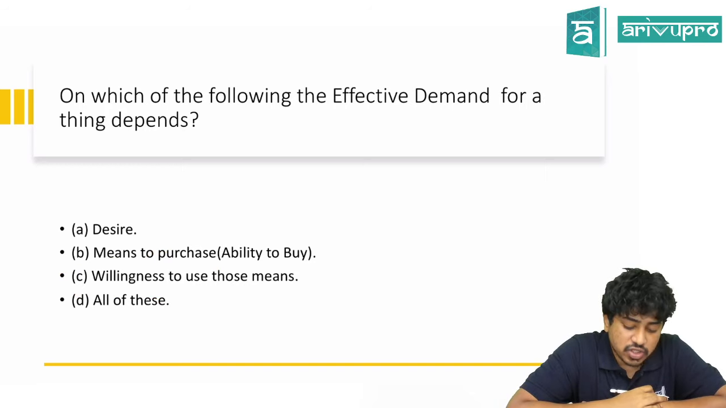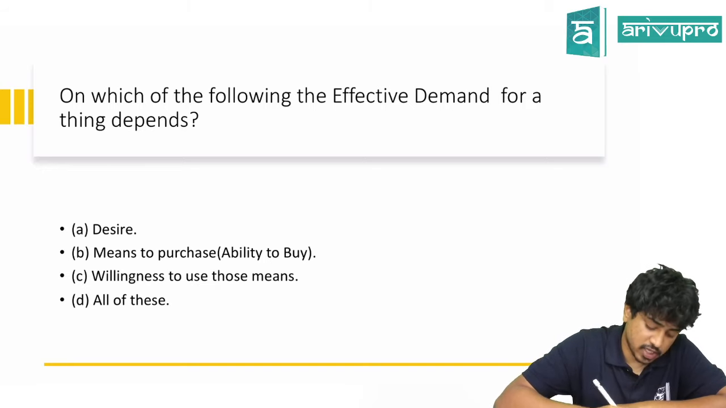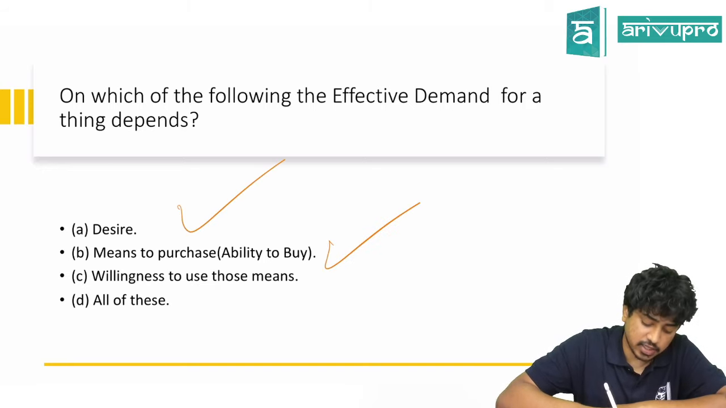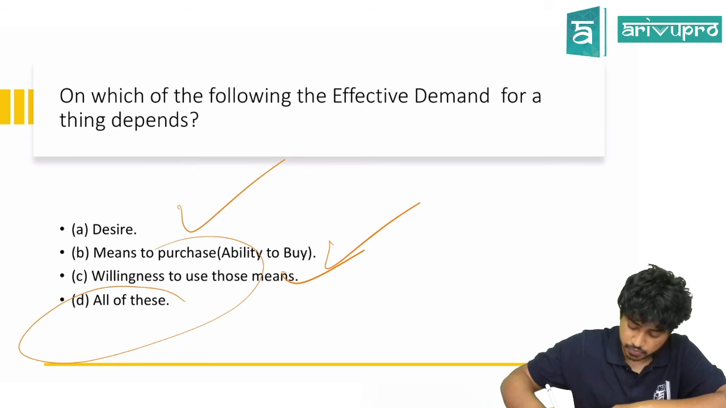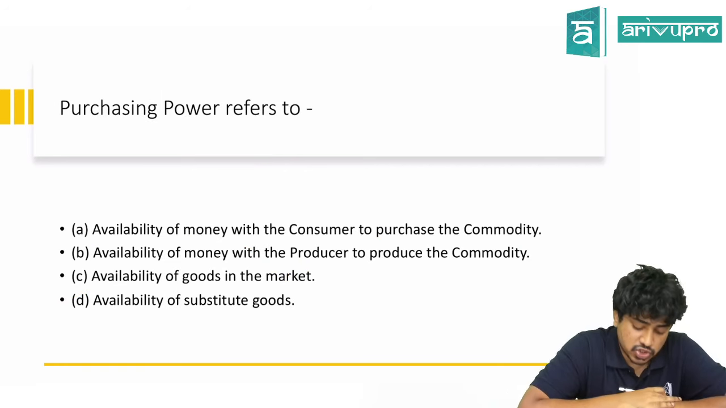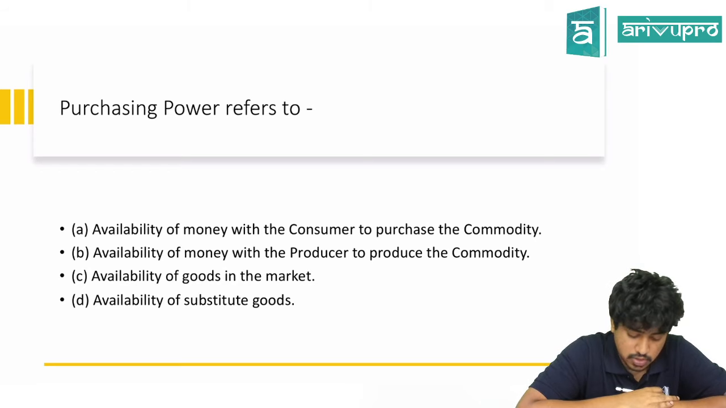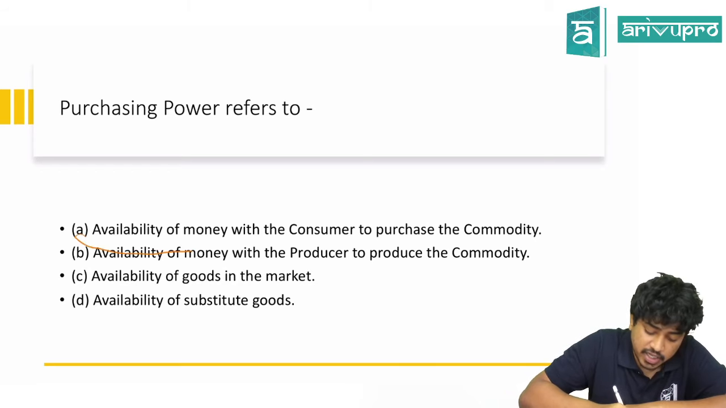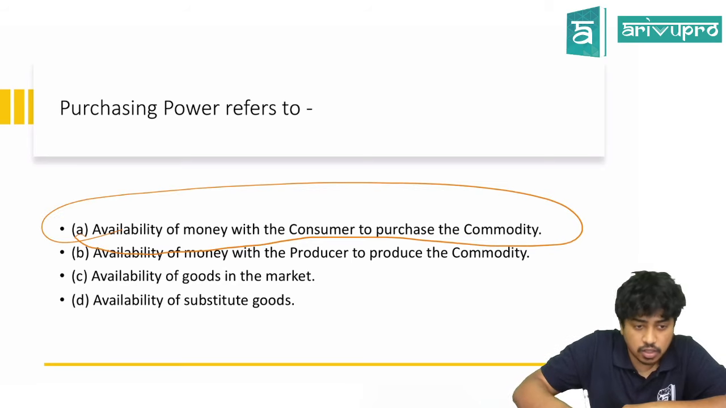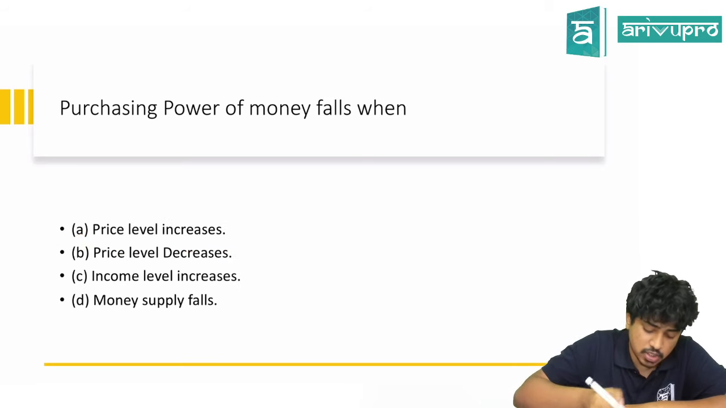On which of the following does the effective demand for things depend? There should be desire, there should be ability, there should be willingness. So, all of the above. Purchasing power refers to what? What does purchasing power refer to? The availability of money with the consumer to purchase the commodity, right?